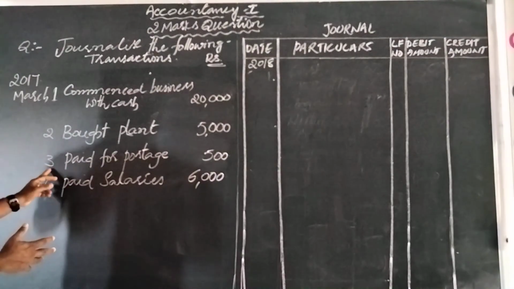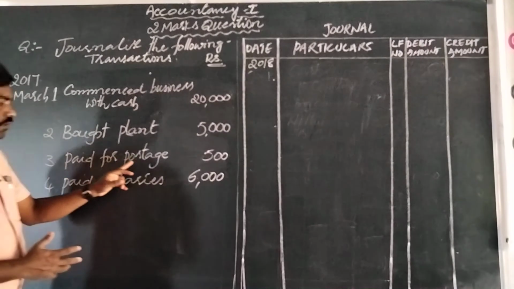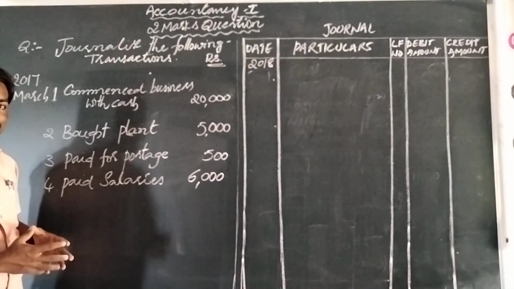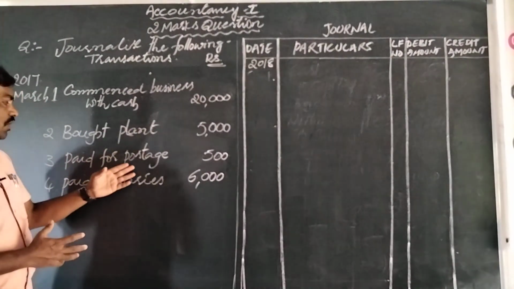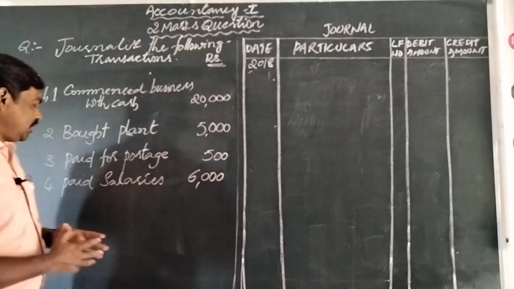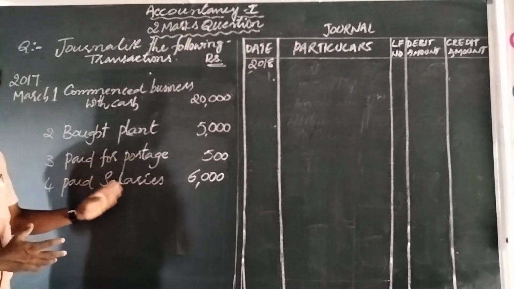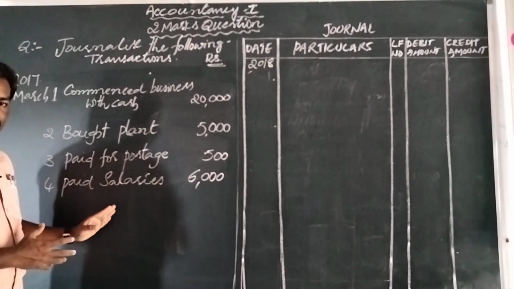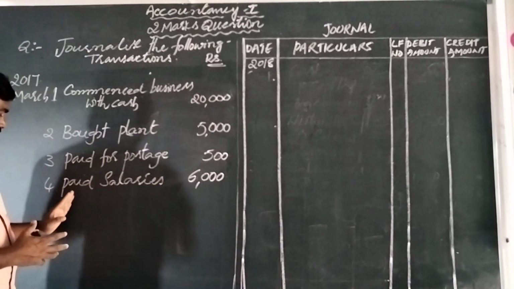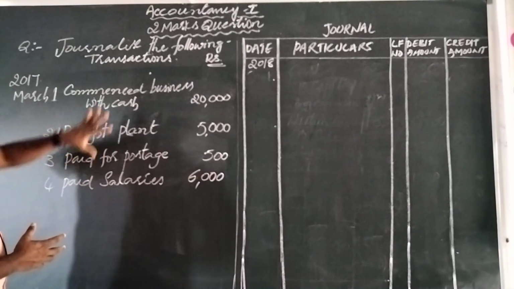And next, third, on March 3rd 2017 paid for postage. Postage is an expenditure, okay students. So we paid expenditure for postage of rupees 500. And come to the fourth transaction, that is paid salaries. Salaries are also an expenditure. So here we paid salaries of rupees 6,000. These are the 4 accounting transactions.